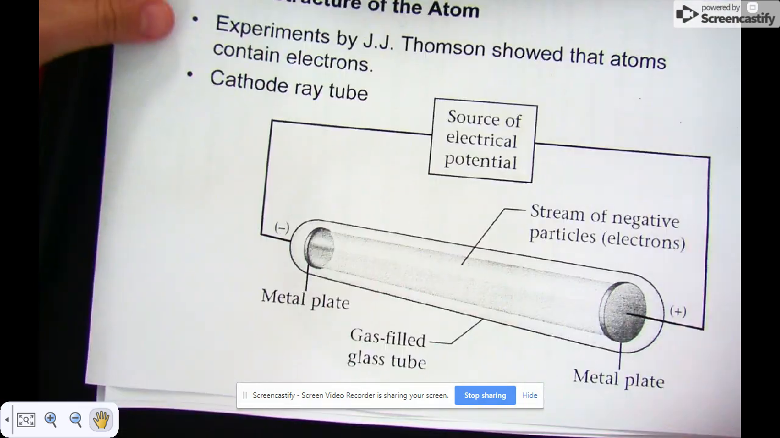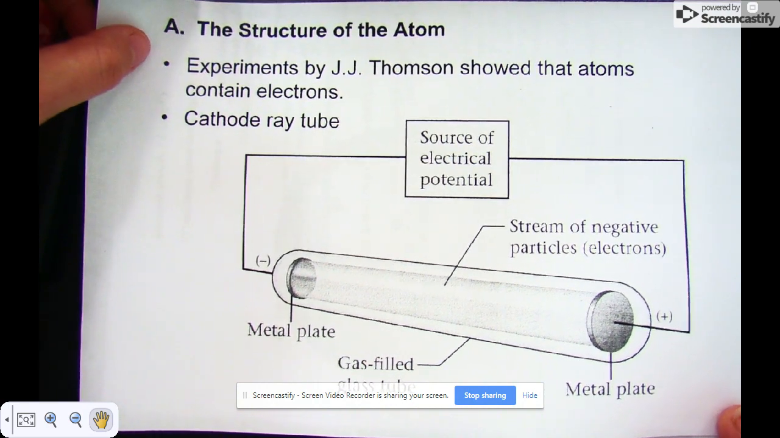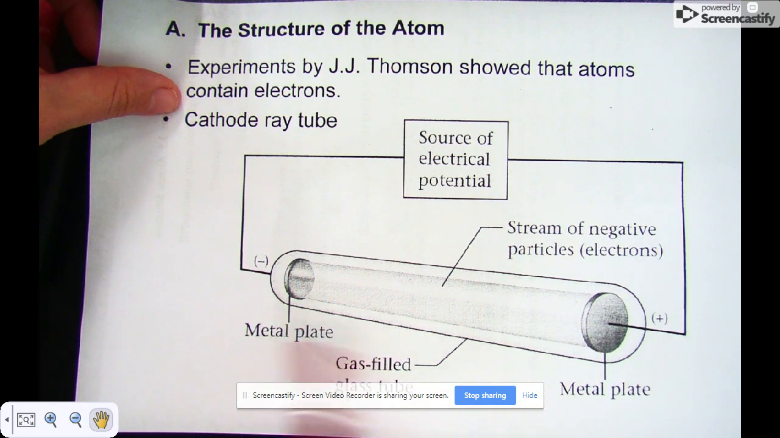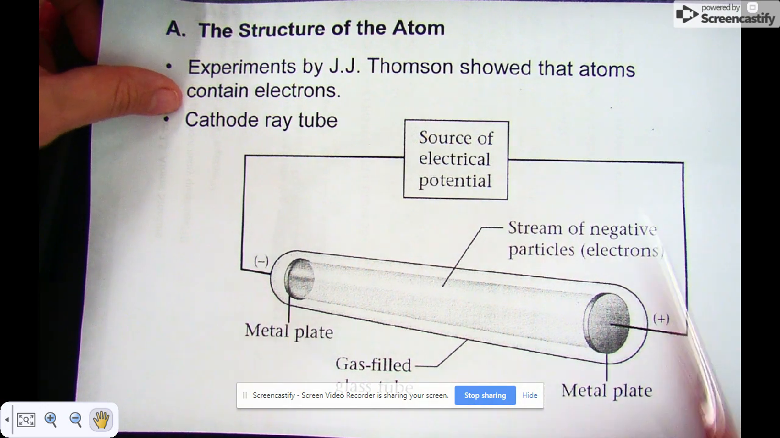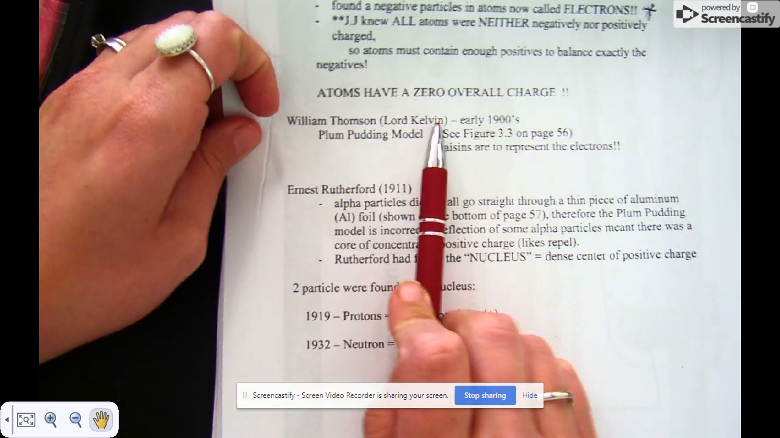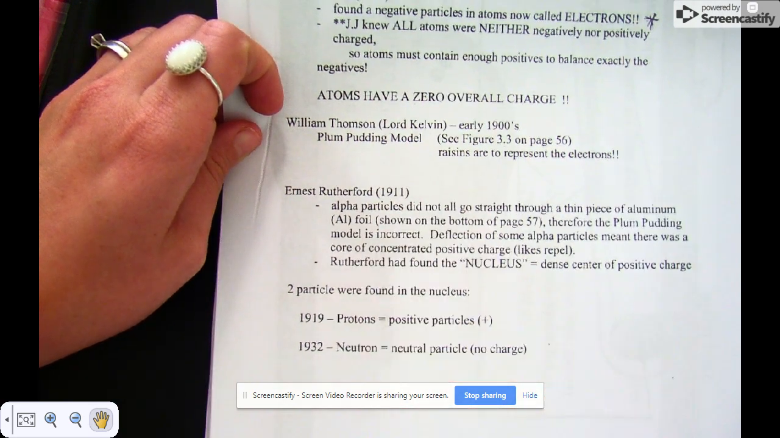J.J. Thomson, by the way, this was the setup that he had. He used something called a cathode ray tube, in which he had a stream of negative particles, the electrons. It was a gas-filled tube, and he was able to have a source of electric potential, and he discovered the electron using this. Okay, so like I said, William Thomson, Lord Kelvin, that's where we get kelvins from much later. That is where we got the plum pudding model.